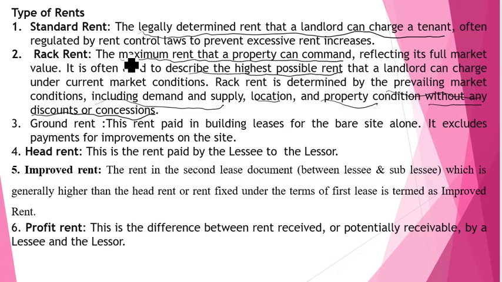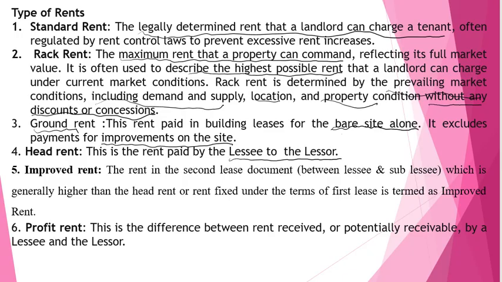Ground rent. What is ground rent? The rent paid in building leases for the bare site alone. So here it is the bare site, or only an open plot. It excludes payment for improvements on the site. Head rent. This is the rent paid by the lessee to the lessor. The rent paid by the lessee to the lessor is called head rent.